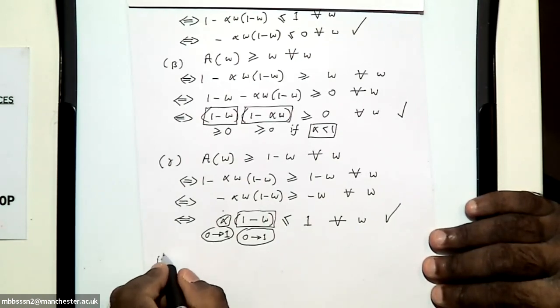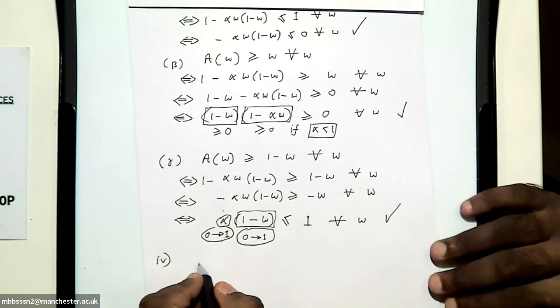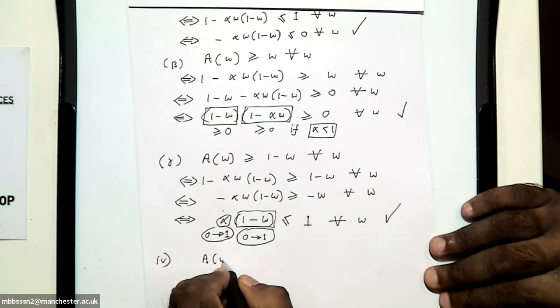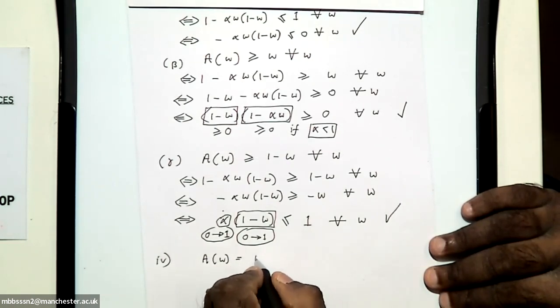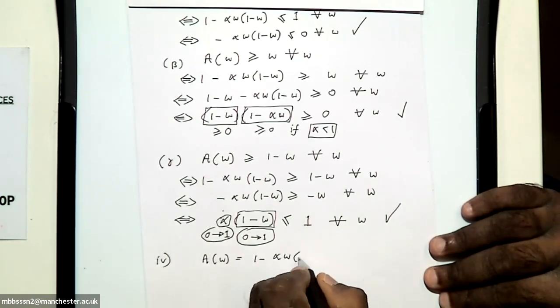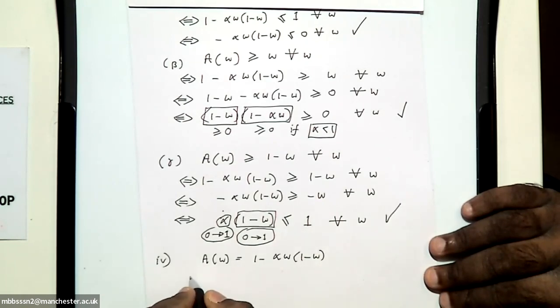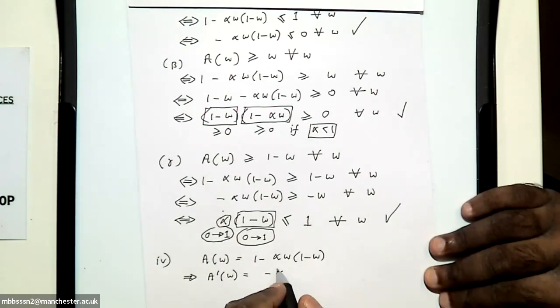Now, finally, condition number 4 is to check whether A is a convex function. I told you how to check whether a function is convex or not. What you do is you first take the first derivative. The first derivative is minus alpha plus 2 alpha omega.